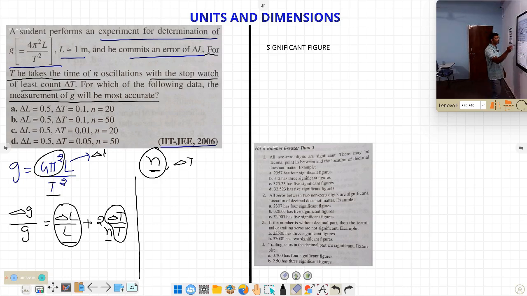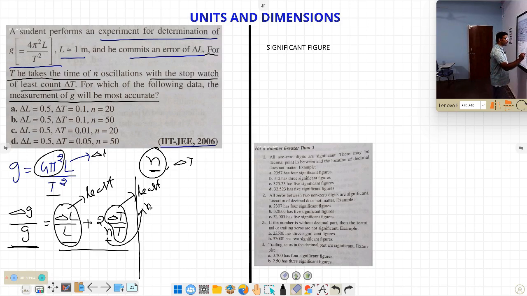So here our requirement is that the error has to decrease. If the error decreases, automatically the delta g by g value decreases. If delta g by g decreases, the g value will be more accurate, that means you are going to get the exact value. So in this case you have to get the least delta L by L value, the least delta T by T value, and N, the number of oscillations, must be more.